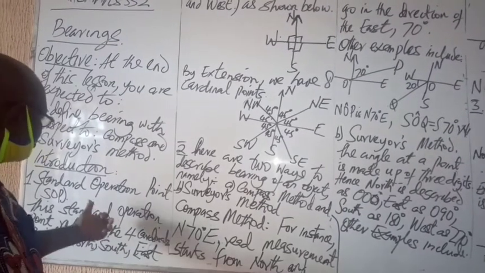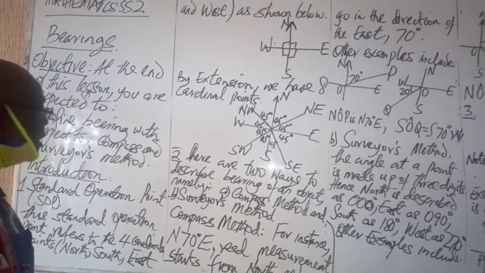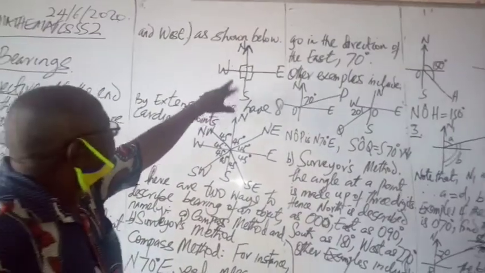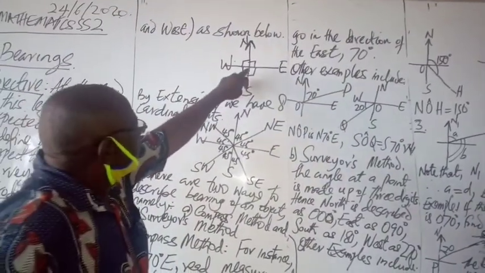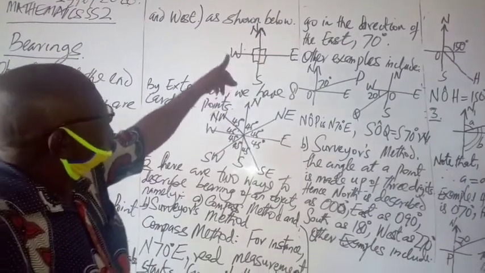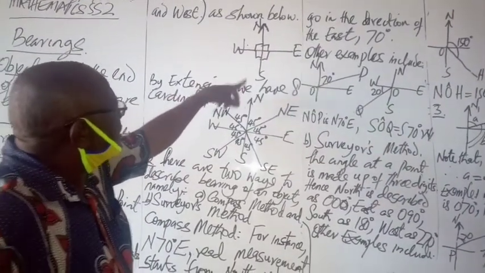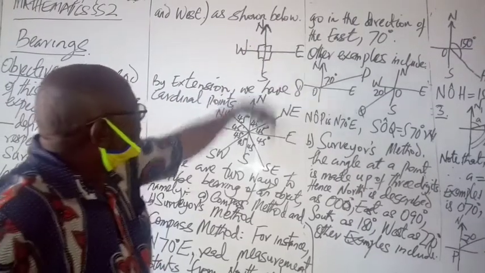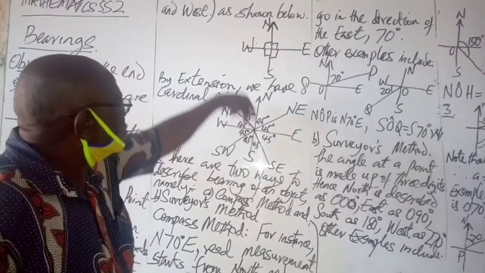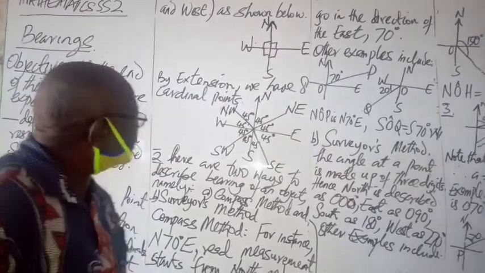There is what we call the standard operation point. That is your starting point. For instance, if you look at these four cardinal points, where our starting point is here, which we normally call 0, we have north, east, south, and west. The angle between north and east is 90 degrees, and between south and east is 90, and so on and so forth, making a total of 360 degrees.